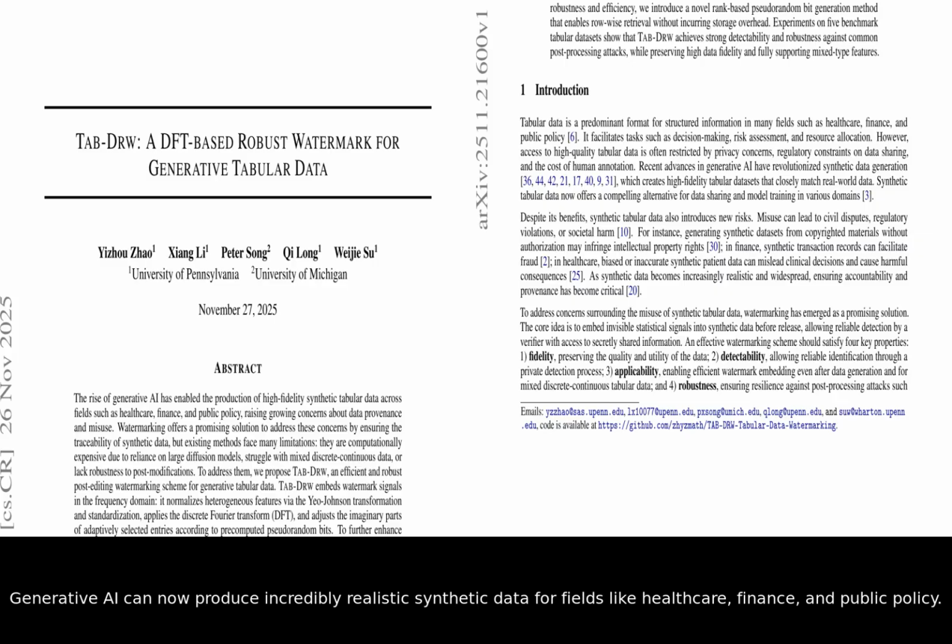Generative AI can now produce incredibly realistic synthetic data for fields like healthcare, finance, and public policy. While this is great for research and development, it also creates new risks. This high-quality fake data could be used for fraud, to violate copyrights, or to mislead important decisions. So a critical question has emerged. How can we trace where this data came from to ensure accountability?